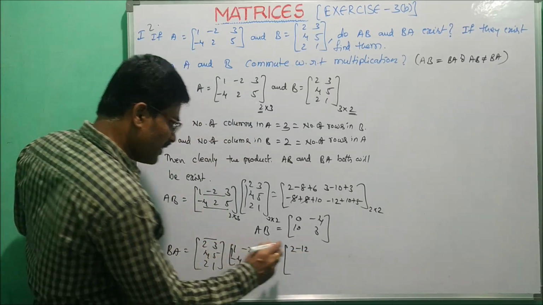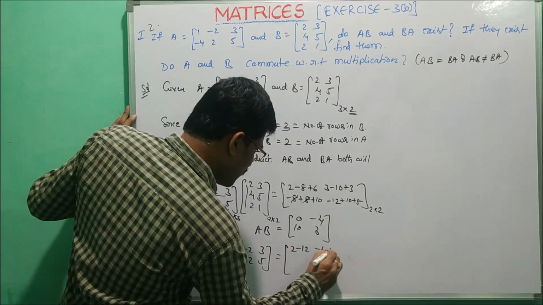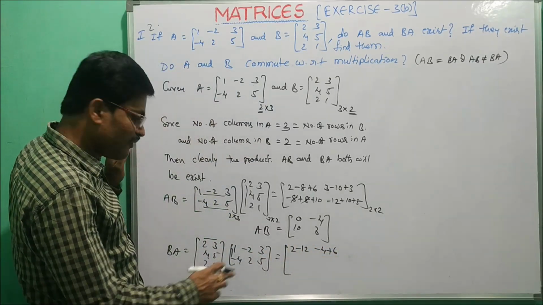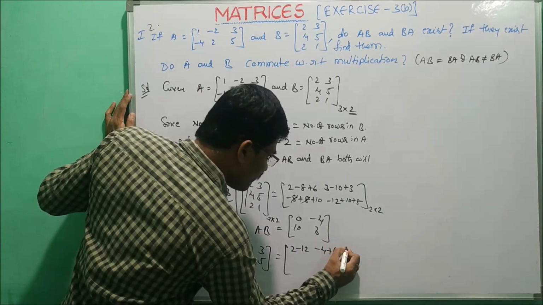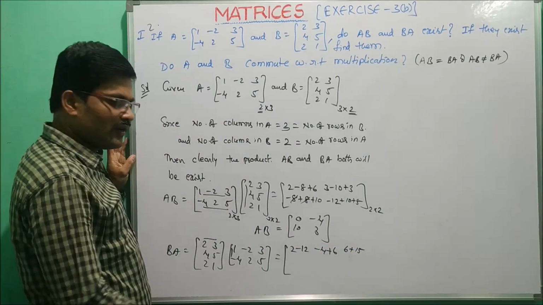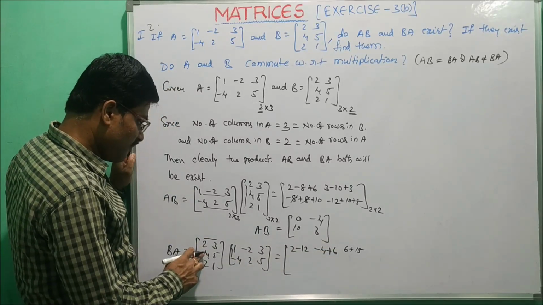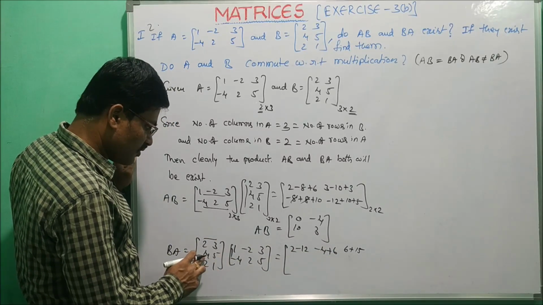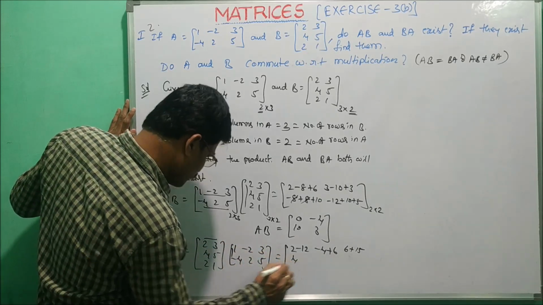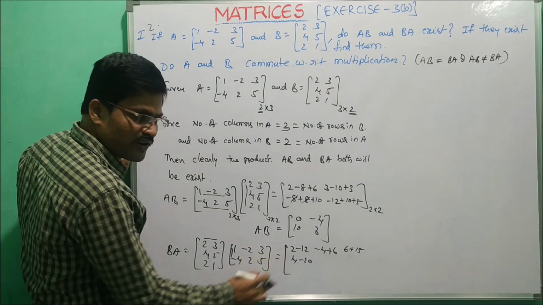Next, 2 into minus 2, minus 4. 3 into plus 2, plus 6. That is the second element in the first row. 2 into 3, 6. 3 into 5, 15. So this is the third element in the first row. Similarly, now take second row, first column. 4 into 1, 4. 5 into minus 4, minus 10. This is second row first element.